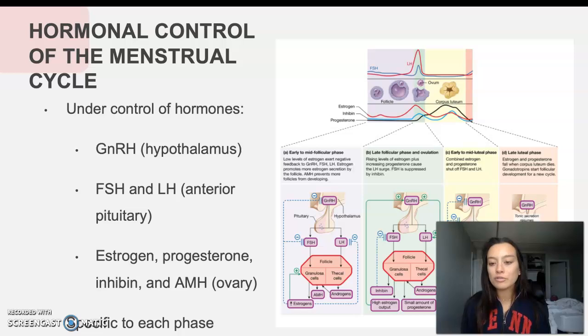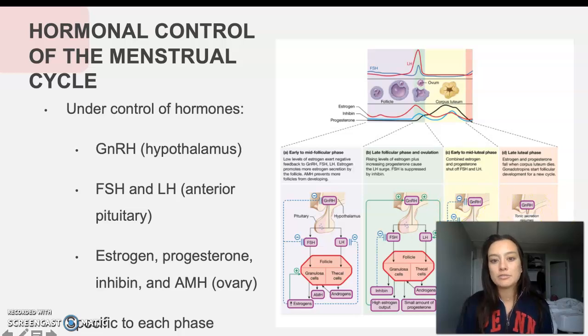Hormonal control of the menstrual cycle is very, very complex, but it is under the control of a few different hormones. The first is gonadotropin-releasing hormone from the hypothalamus, which causes the release of follicle-stimulating hormone and luteinizing hormone from the anterior pituitary. And then there's also estrogen, progesterone, inhibin, and anti-Müllerian hormone, or AMH, from the ovary. These hormones are specific to each of the phases in which their actions occur.